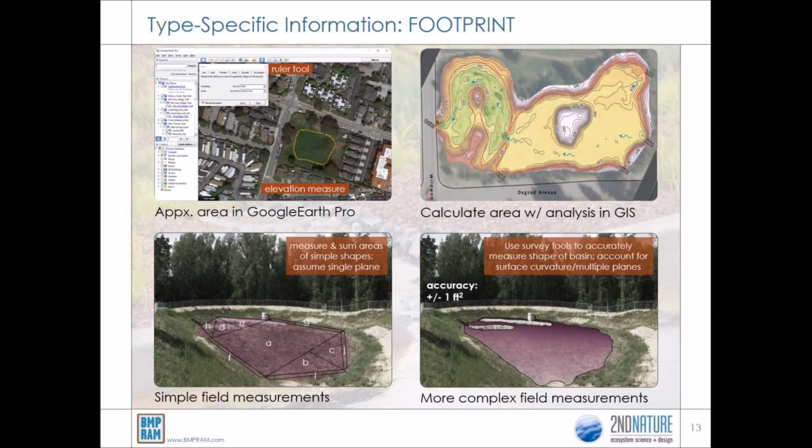For example, a full survey with a total station can yield surface area estimates likely accurate to the nearest plus or minus 1 square foot. However, simply taking 30 minutes to delineate and measure geometric shapes to estimate the footprint using the survey tape and sketch method may only be accurate to the nearest 10 square feet, but for a centralized BMP that has a footprint over 10,000 square feet, the expected precision of the sketch and tape method is more than adequate.